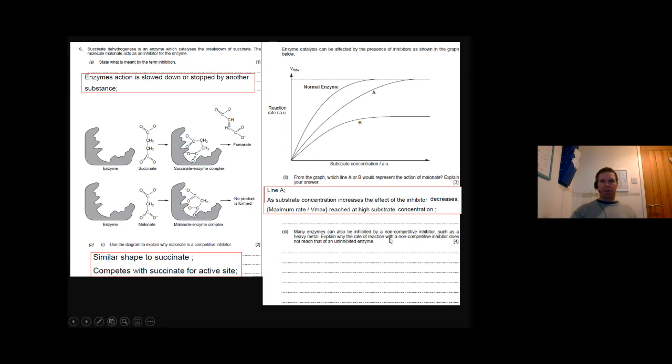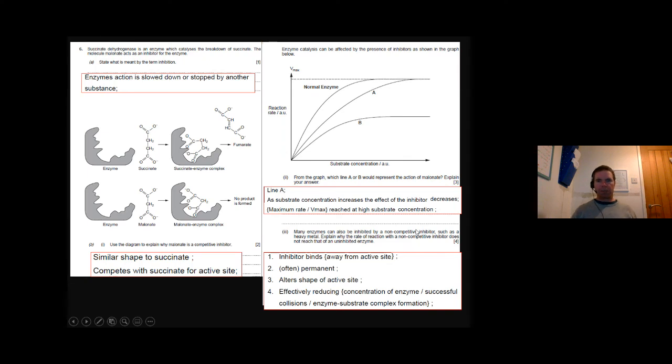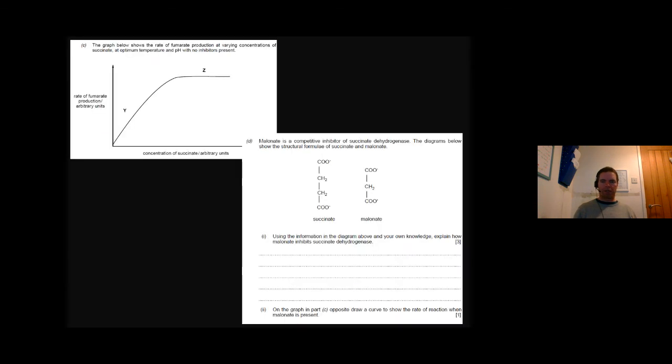Non-competitive, such as heavy metal: why does the rate of reaction with a non-competitive inhibitor not reach that of an uninhibited enzyme? Well, the inhibitor binds away from the active site. The fact that it says it's often permanent is a rare marking point that we see, and it's not relevant here. But it alters the shape of the active site, yeah, fine. And then it effectively reduces the enzyme concentration, or reduces the number of successful collisions or enzyme-substrate complexes. It's a little bit of a whistle-stop tour.